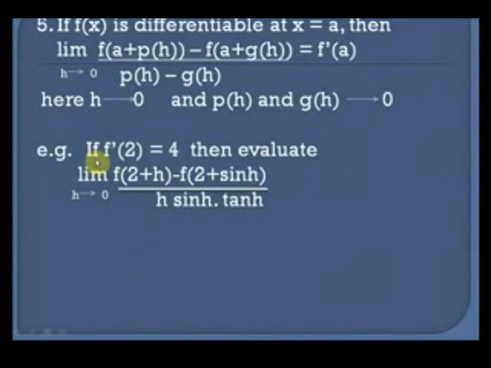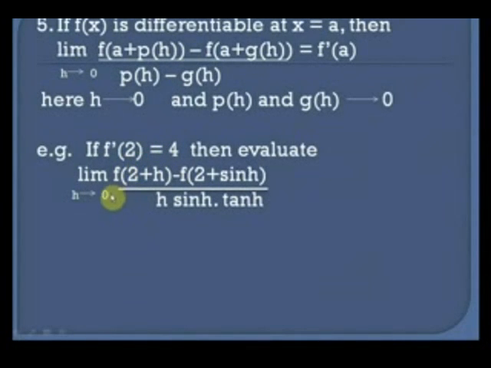Let's look at an example to understand this concept. If f dash 2 is equal to 4, then evaluate the limit of [f of 2 plus h minus f of 2 plus sin h] whole divided by h into sin h into tan h, when h tends to 0. So in this problem we have been given that f dash 2 is equal to 4.